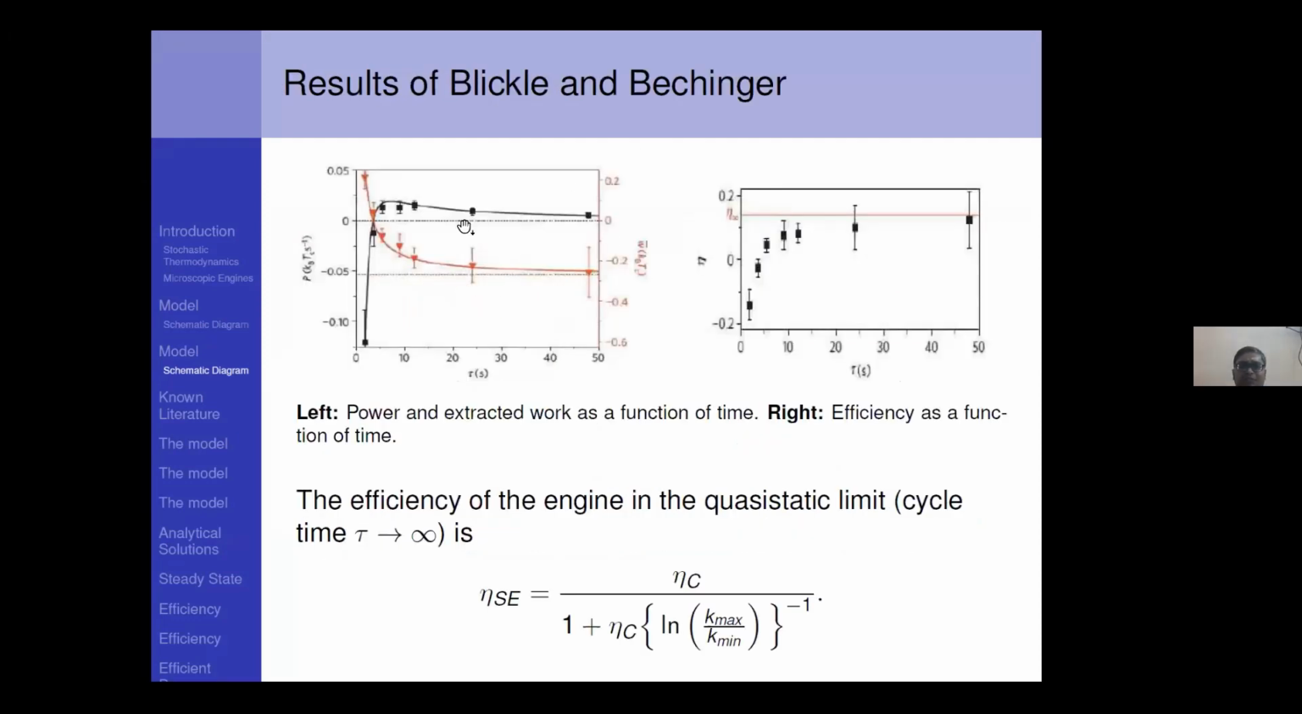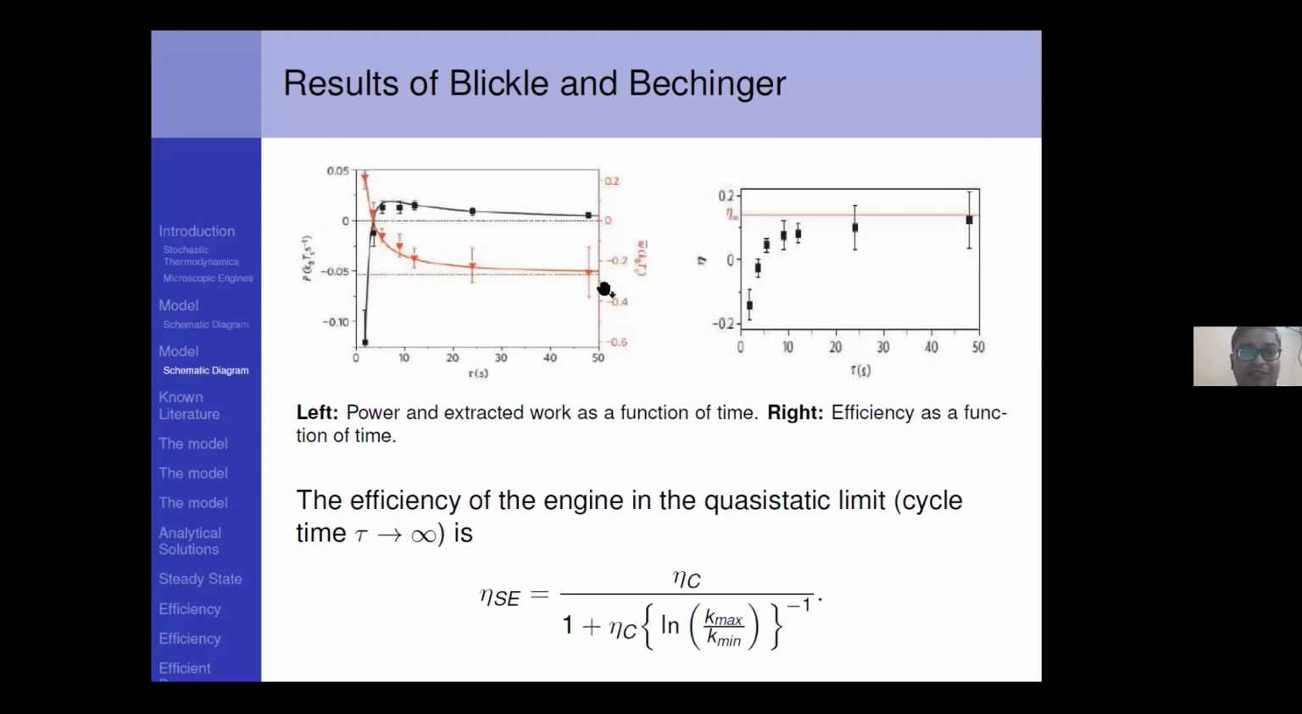These are some of the results of Blickle and Bechinger. On the left-hand side, you see the work output plotted as a function of time of observation, as well as the power generated by the engine. Now, the work output is this negative value, which becomes larger and larger as the time of observation increases, which we also expect, because if the time of observation is very large, it reaches a quasi-static limit.